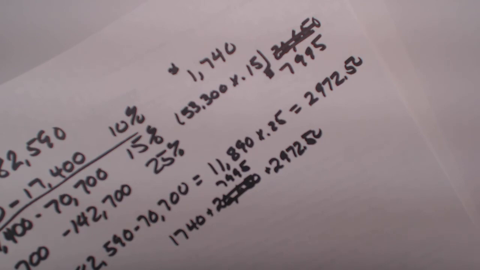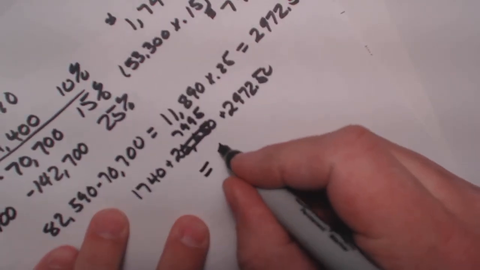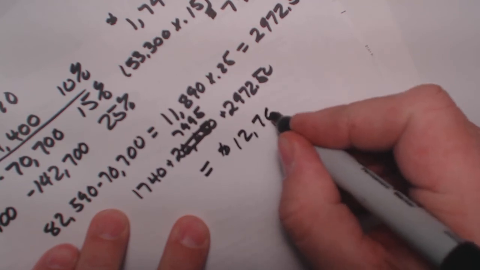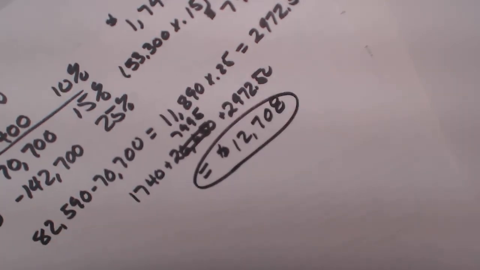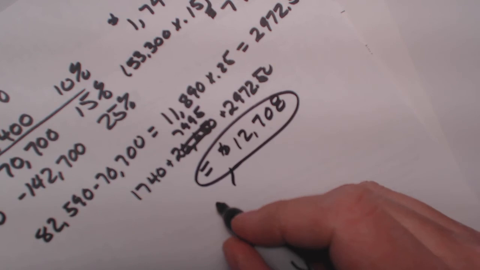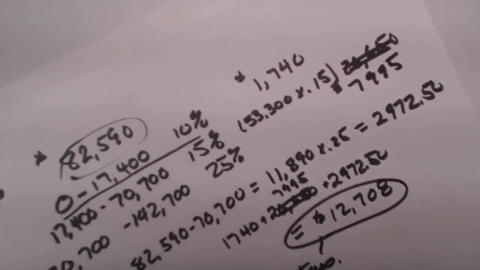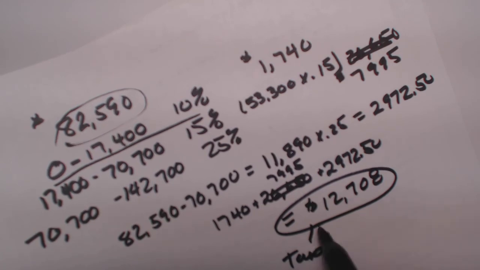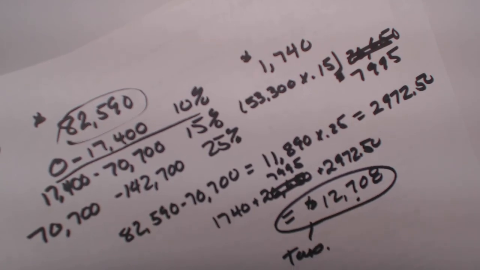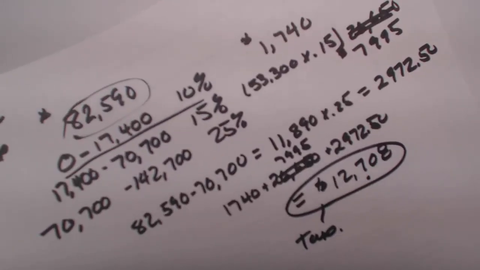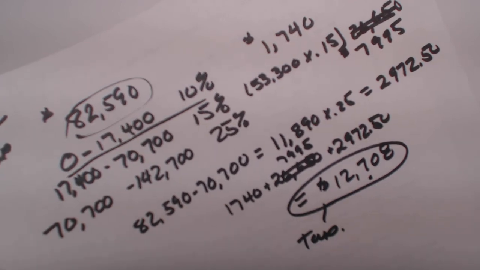And so we have a tax of $12,708. That is our tax. That's the tax that we're going to pay based upon the taxable income of $82,590. So this is the tax that we're going to pay. So then the question that they're asking in this particular problem is they would like to know what is our average tax rate, and then what is our marginal tax rate.